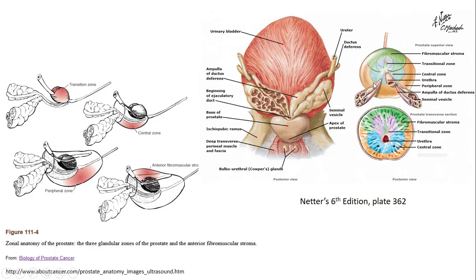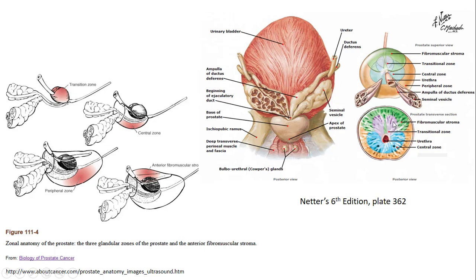And then the peripheral zone here, this brown color, is the posterior portion of the prostate. So this is the posterior part, and this is the anterior part. I feel like they've now laid that prostate on its back slightly, peeled it off the bladder and laid it down on its back. The anterior fibromuscular stroma is the green part. And then the transition zone is that purple area.